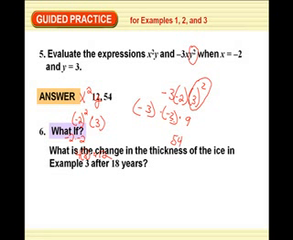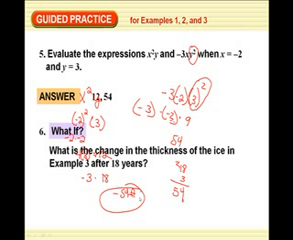What is the change in the ice in the example after 18 years? Remember, it was going down by 3 feet a year, so it'll be negative 3 times 18. 18 times 3 is 54. So it's going to decrease 54 feet in 18 years. Negative 54. Okay, so just remember that I do it in 2 steps. I do the sign, and then I do the multiplying, and that's it. So that's it for 6.4. We'll see you next time.